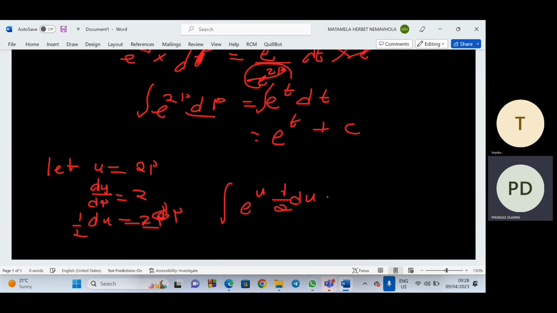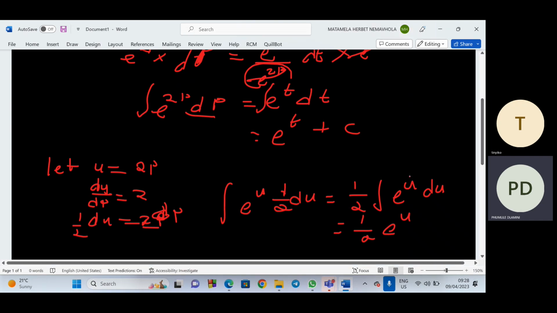So now this is the same as 1 over 2 integral of e to the power u du. And the integral of e to the power u du is the same as 1 over 2 e to the power u only. Now I can substitute back. My u was 2p. So if I substitute back, my answer for this one is going to be 1 over 2 e to the power 2p.